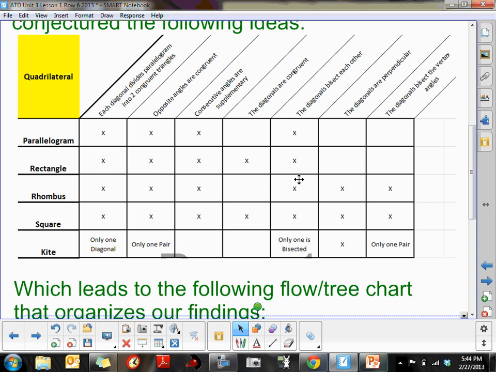And since it's a parallelogram, this one is the same. But a rhombus has 2 additional characteristics that we're going to have to prove. So this one has 2. We're going to prove the diagonals are perpendicular, and we're also going to prove the diagonals bisect the vertex angles.